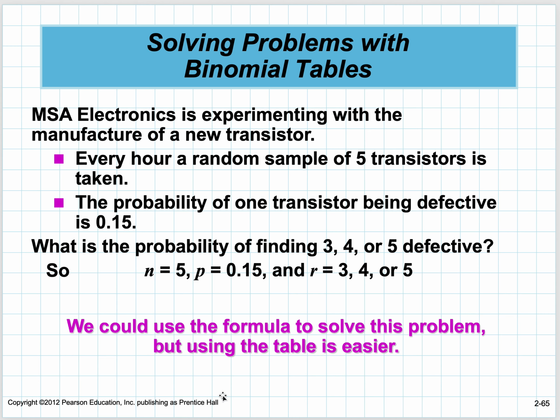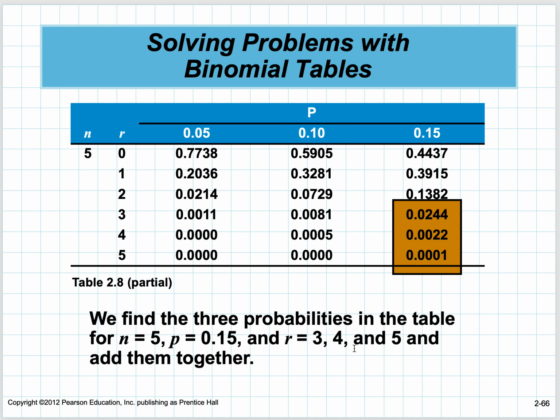Well, we could use a formula to solve this problem, but using a table is easier. And if they use a table, they would calculate these numbers in a binomial table at 0.05, 0.1, 0.15, and then if you find this PDF, the probability of exactly 3, exactly 4, exactly 5, so 3, 4, or 5, which means we add these 3 numbers up. If we open up Excel, we could do the same thing.